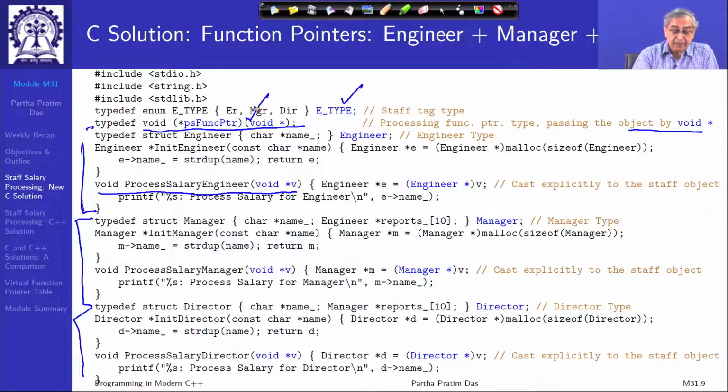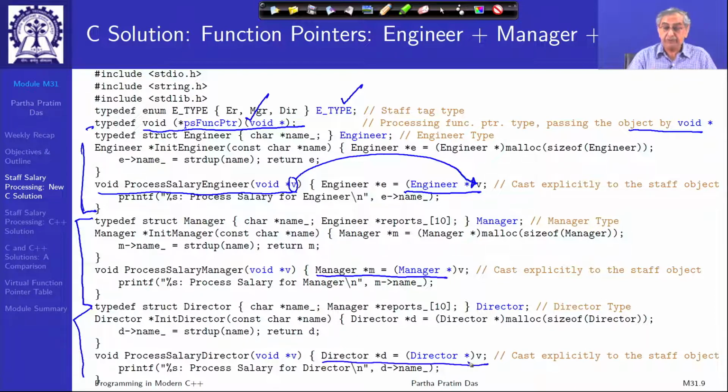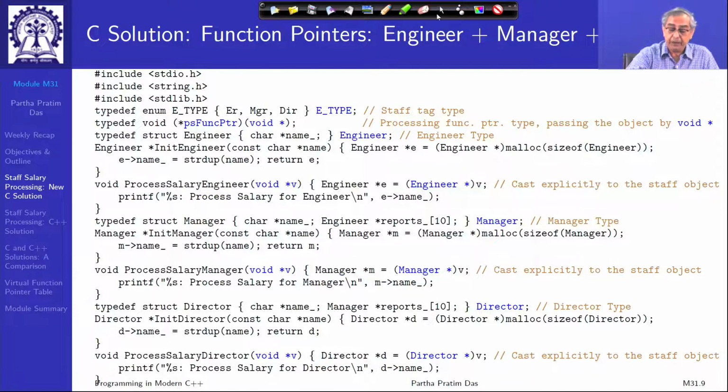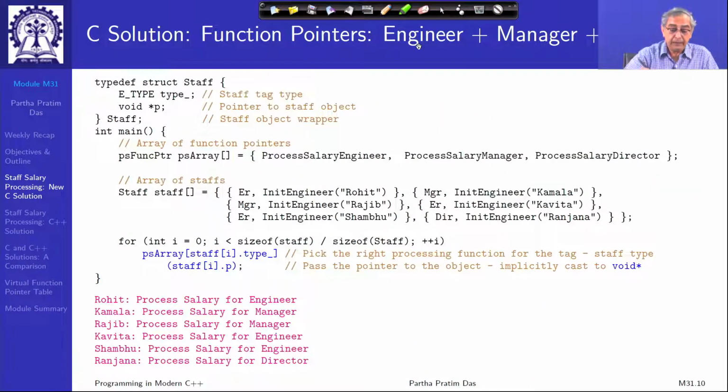So, what I get as V is a pointer to I do not know which type, but if this function has been called, I trust that it must be for an engineer record. So, I cast it to engineer star, and from that point onward the rest of the logic will follow as before. Similarly, I do it for manager, I do it for director. This is the only trick I use to unify all of these processing functions in terms of a single function pointer type.